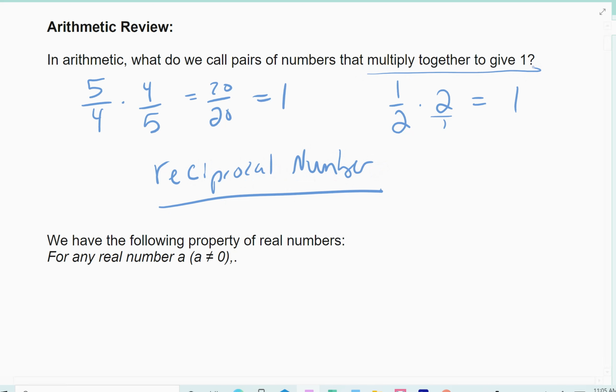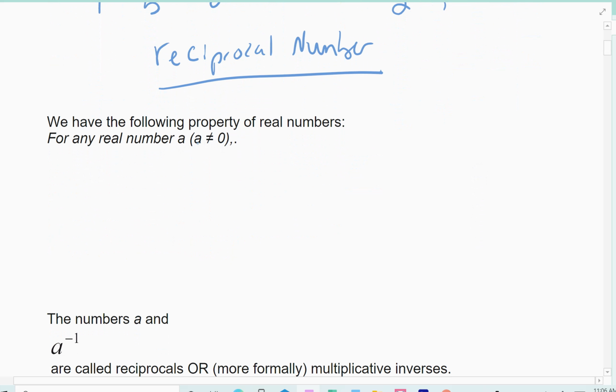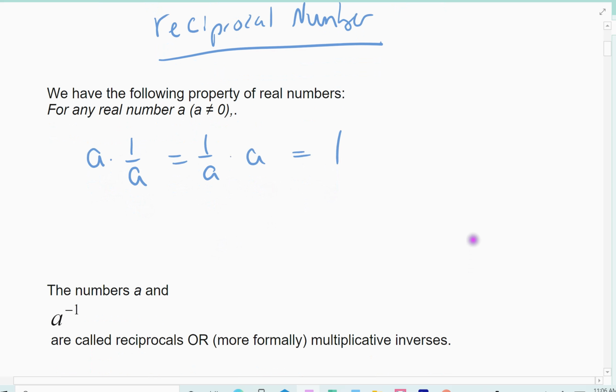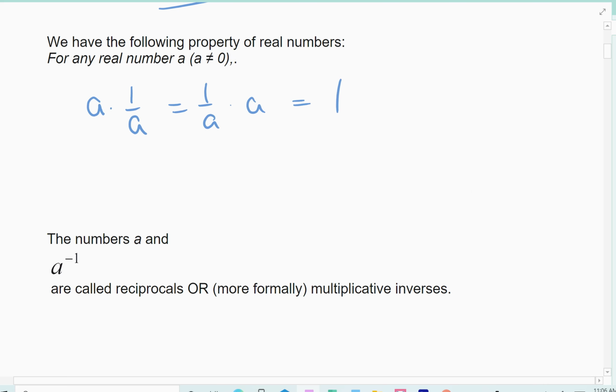And so we get the following property of real number values. As long as it's not 0, 0 does not have a reciprocal, because you can't divide by 0. But every number but 0 has a reciprocal. For all real number values, if I have a and multiply it by 1 over a, its reciprocal, or 1 over a times a, I'll always get 1 out. And that's the identity property of reciprocals, or more formally, multiplicative inverses.